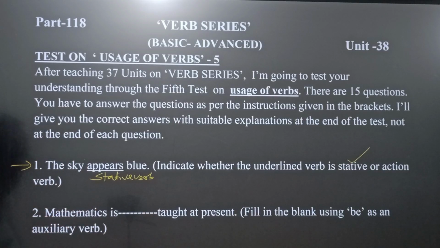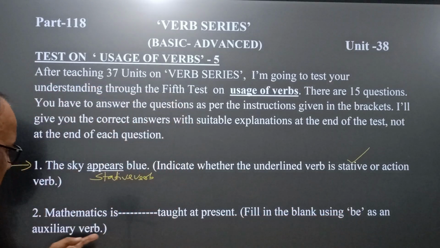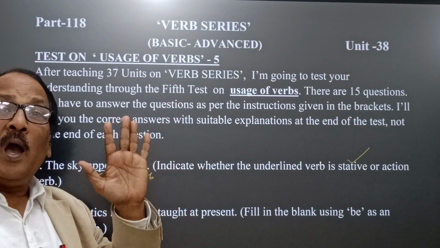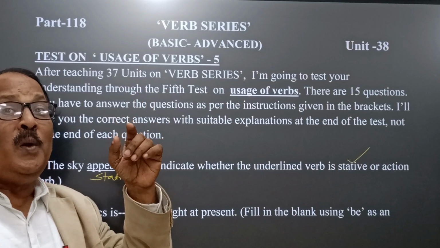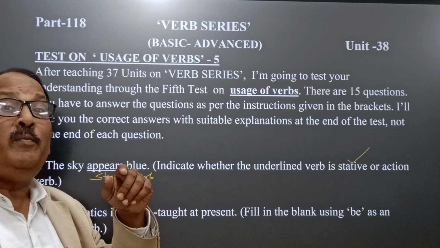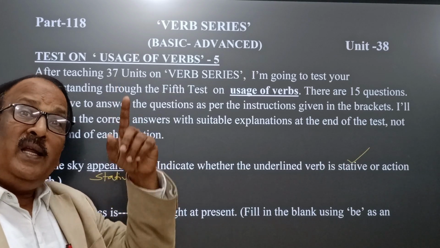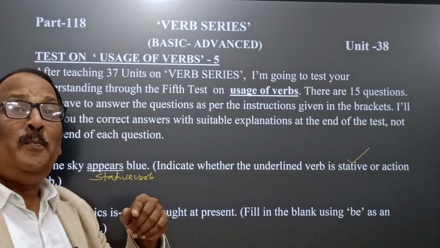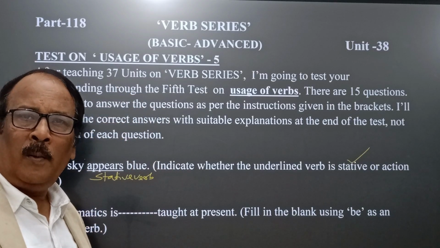Okay, next. Number 2. Mathematics is blank taught at present. Fill in the blank using be as an auxiliary verb. We have already discussed that a be verb has 5 forms. 1. Bare infinitive, that is be, and to infinitive, to be. Okay, in simple present: is, am, are. In simple past: was, were. In past participle: been, and in present participle: being are the be verb forms.